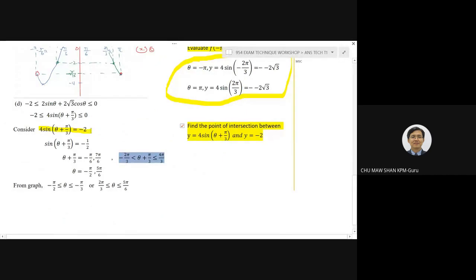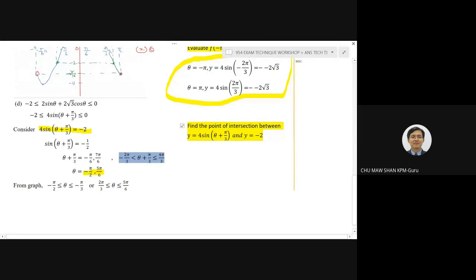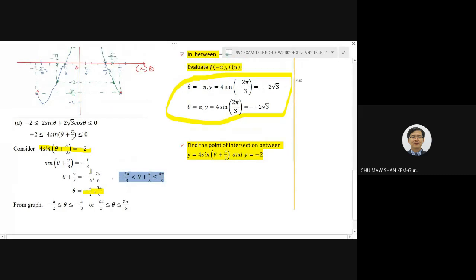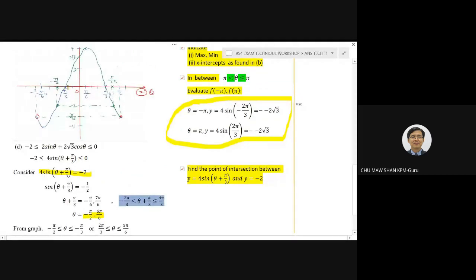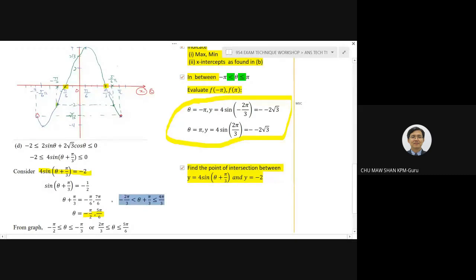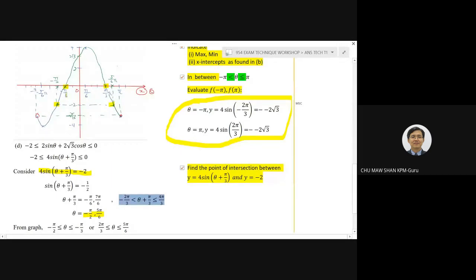When the y is negative 2, you get these 2 values. Y is negative 2, you have to evaluate. Y sama dengan kosong sudah ada lah. Y sama kosong, iaitu titik ini penting. Ini sudah ada. Sekarang tambah lagi titik ini. When y equals negative 2, you get this point. Because we are going to look for the values of x in which y in between negative 2 and 0.